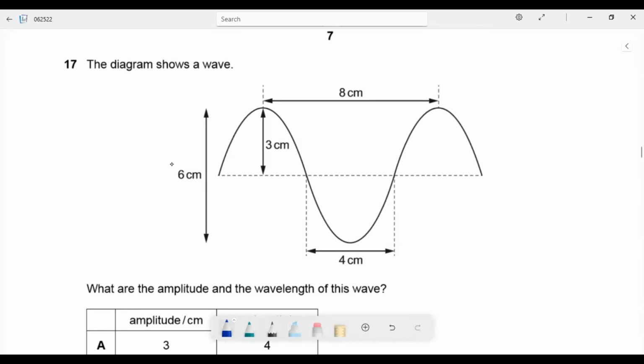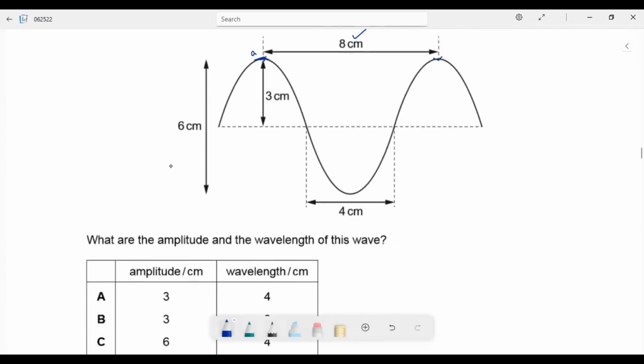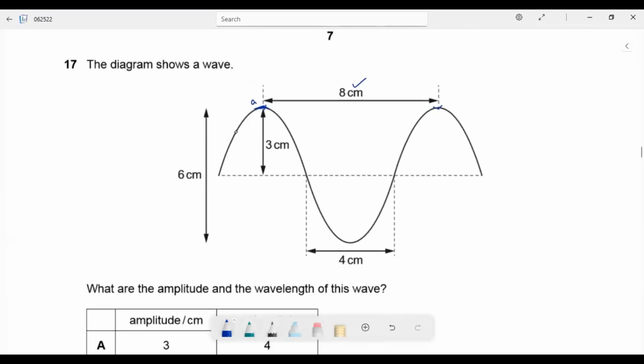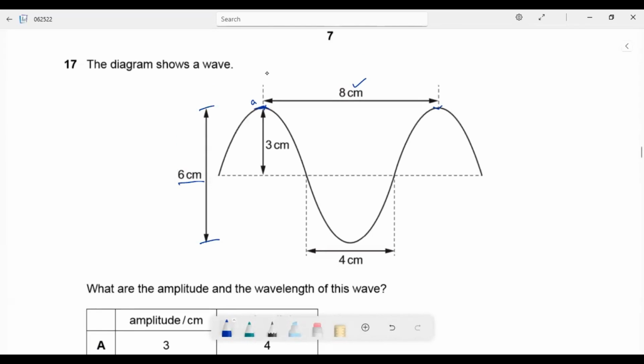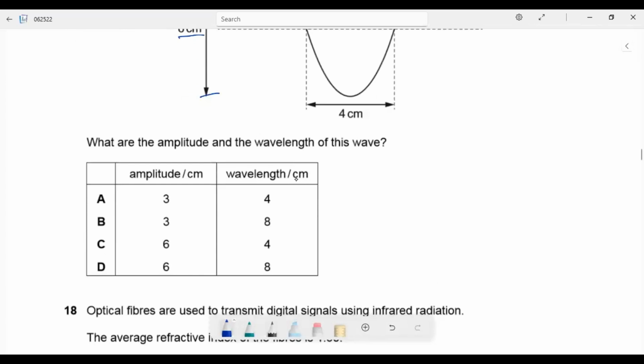The diagram shows the waveform. The amplitude of the waveform is marked here, that is 3 centimeter. The wavelength from one node to the next node, what is the length? 8 centimeter is marked. Peak to peak voltage is marked here, that is 6 centimeter. So what are the amplitude and wavelength of this wave? Amplitude is visible, that is 3 centimeter, and wavelength is 8 centimeter. So amplitude is 3, wavelength is 8. The right answer is B.